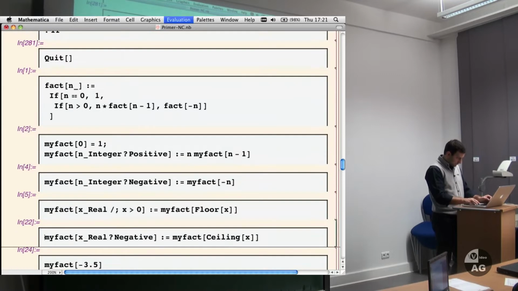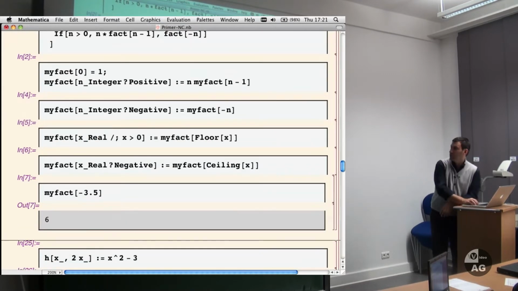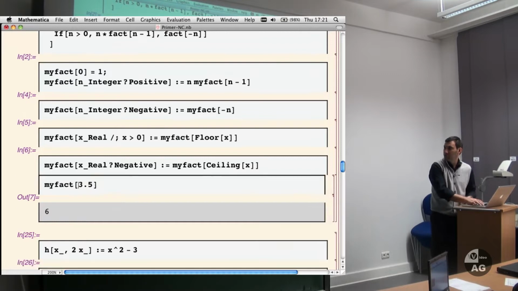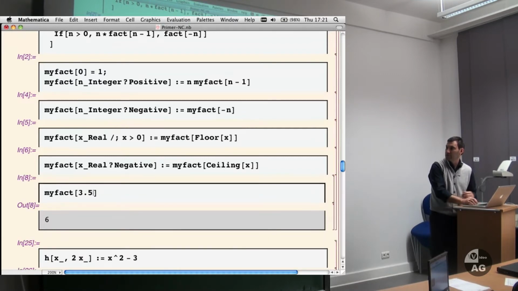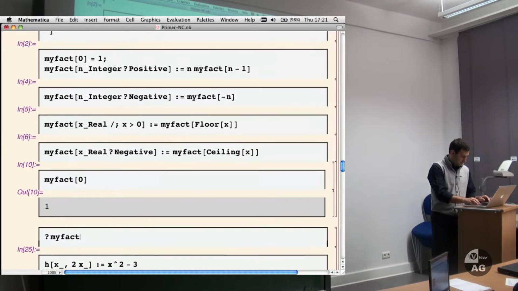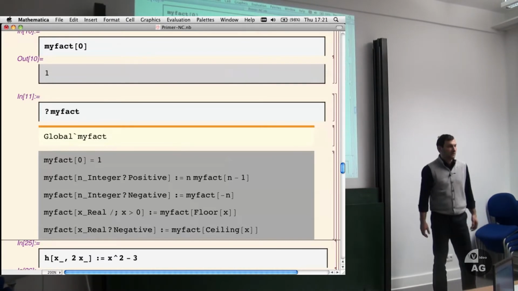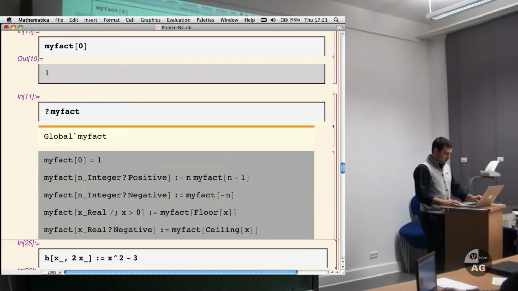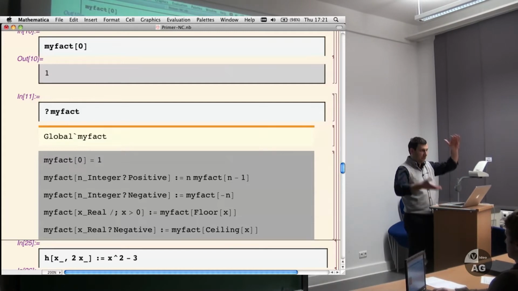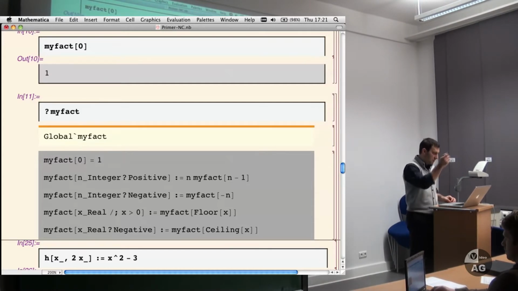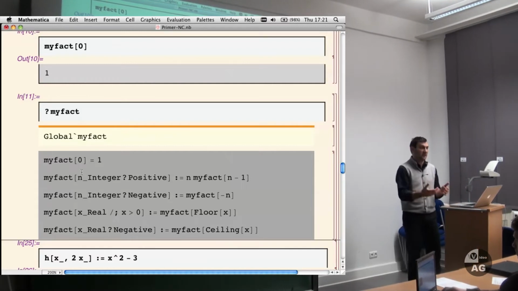I guess we can check my factorial. Minus 3.5 is something, 3.5 is something else, 4, 0, and so on. And my fact tells me exactly what my factorial does on different data types. So this is much more elegant than a big body with a case or a switch or if. And also my fact, like this, is only defined for those cases that I did define.